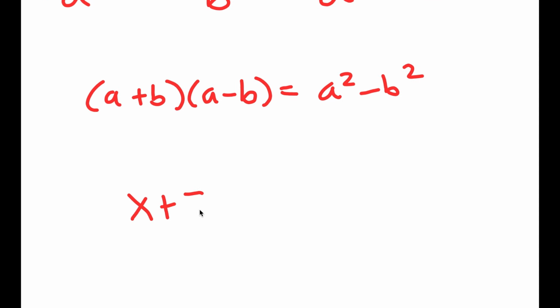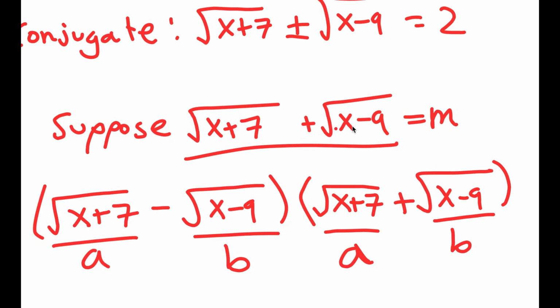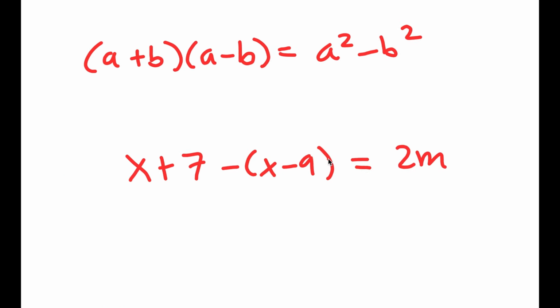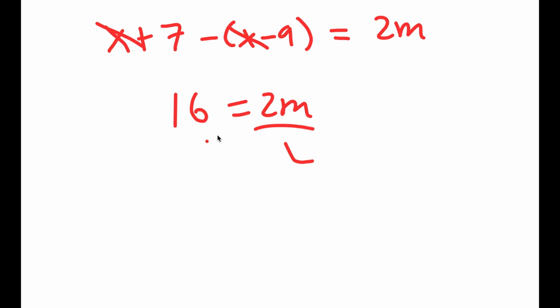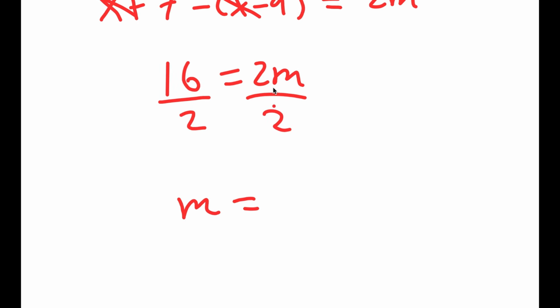So I get x plus 7 minus x minus 9 is equal to 2m. Because back here, this is equal to m, and if you multiply them, we get 2m. Meaning, I have, after these two cancel out, 16 is equal to 2m, and if I divide both sides by 2, I get m is equal to 8. So we have that m is equal to 8.